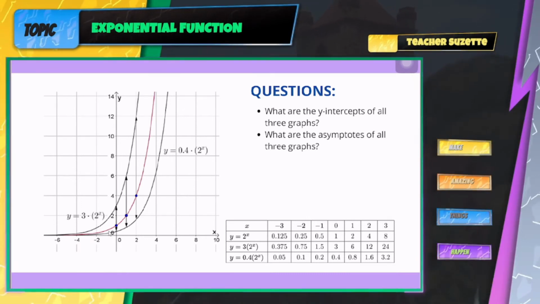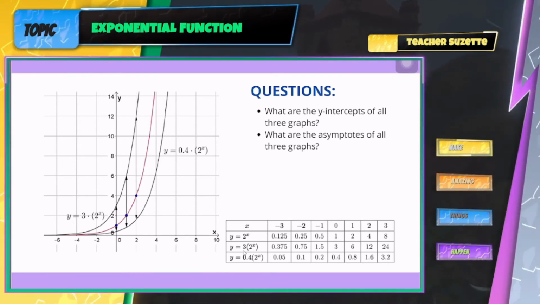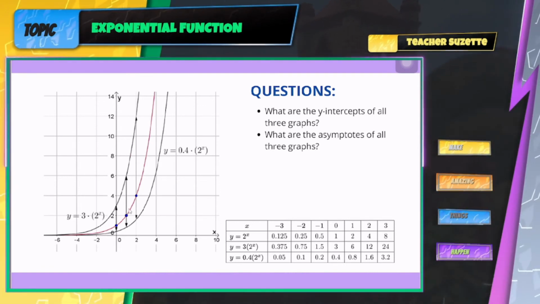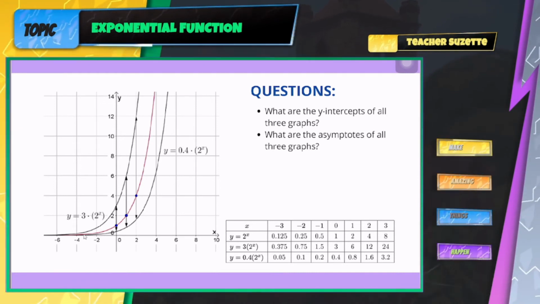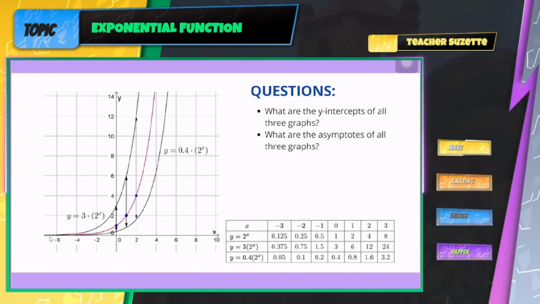So, most likely, syempre, mag-iba yung behavior niya kasi nga po, we multiply 3 times for this function, yung ating 2 raised to x, and 0.4 naman sa ating 2 raised to x. So, nagkaroon siya ng shifting or nag-move yung iyong graph. However, hindi po siya nag-move with respect to your x to negative infinity. So, same pa rin po yung naging behavior ng iyong graph as it goes to negative infinity.